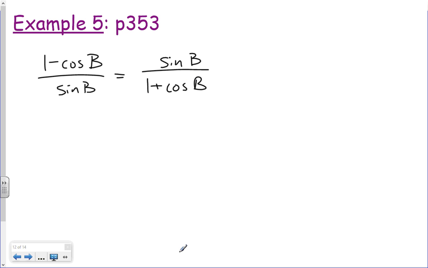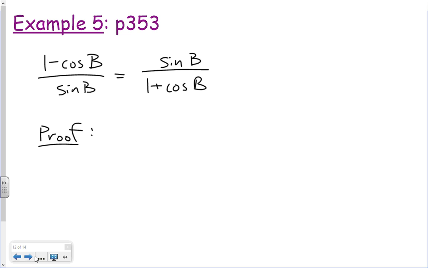Now these two look like almost the same fraction, right? I mean, they're not quite the same, but they look like it. I've got 1 and cosine in the numerator on the left, 1 and cosine in the denominator on the right, sine in the denominator on the left, and sine in the numerator on the right. So they look very similar. And so you could probably argue which one you think is the more simplified form or which one's the more complex form. I'm going to go ahead and pick the one that's on the right.